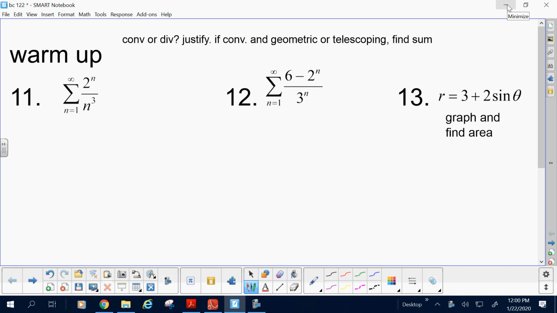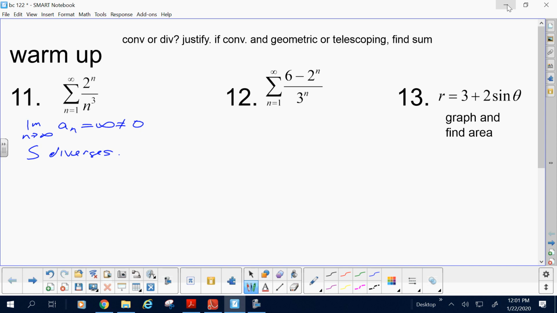So for 11, what do you say? Converge or diverge? The terms don't go to 0. What do they go to? Infinity. So you would say something like, because the terms don't go to 0, the series must diverge. You can't add infinitely many things that aren't getting bigger and bigger.